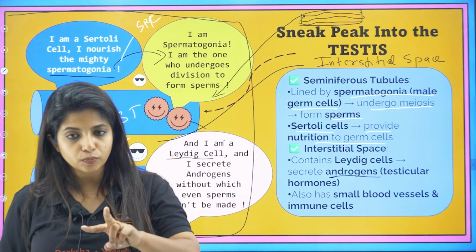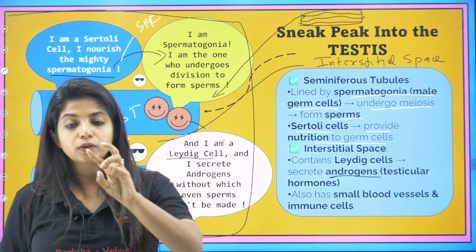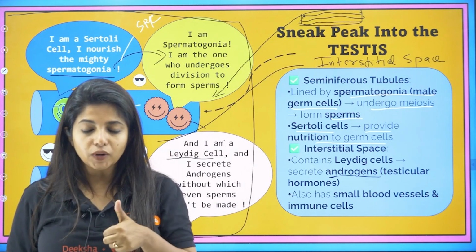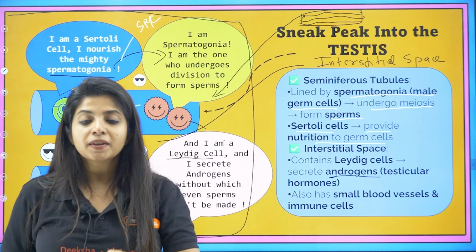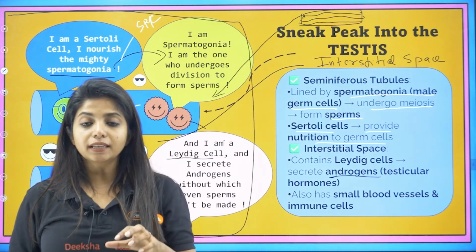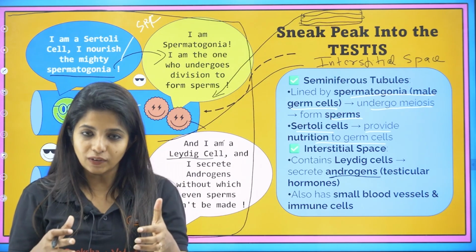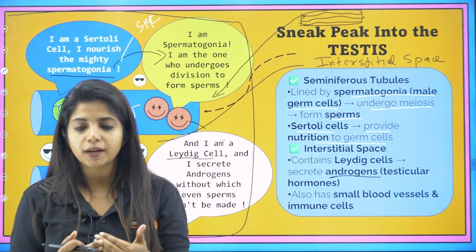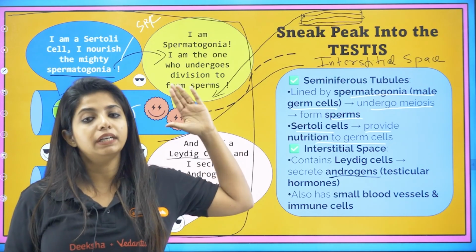Testicular lobules have seminiferous tubules. Now in the seminiferous tubules, you have two types of cells. One is the Sertoli cell, also known as the nurse cell. They are there for the nourishment of the spermatogonia, which will later form what? Which will later form the sperms.